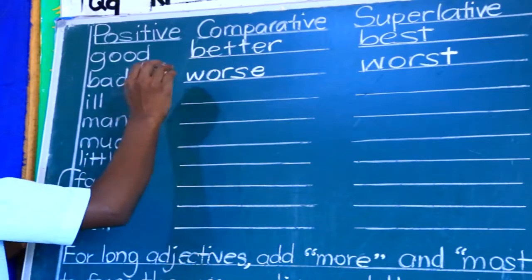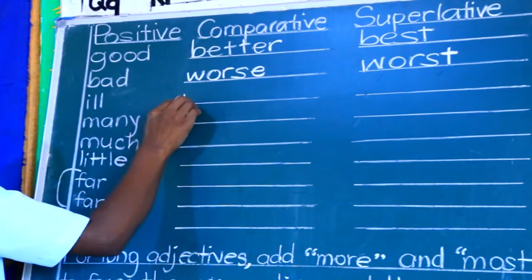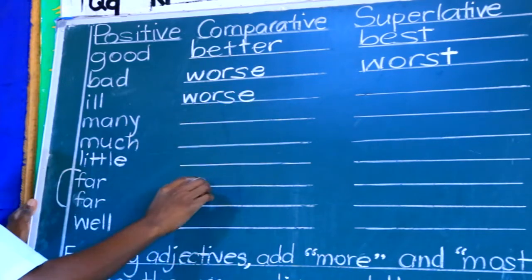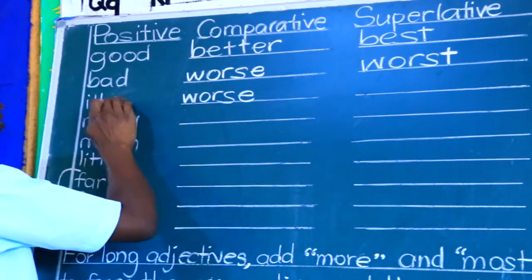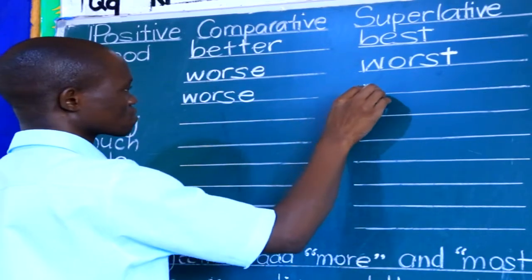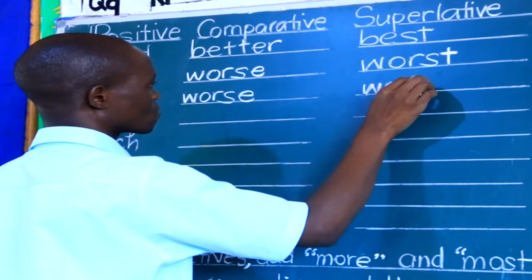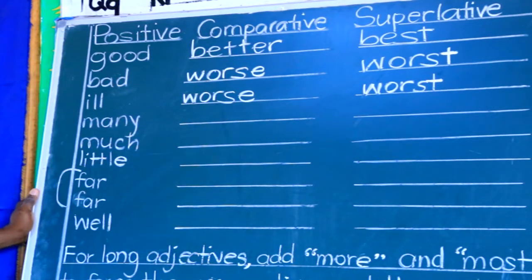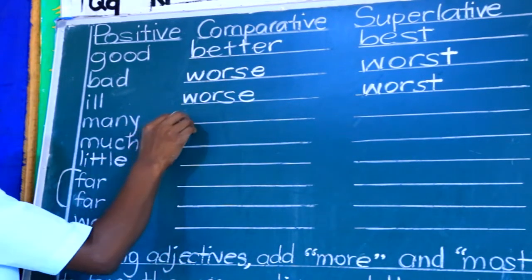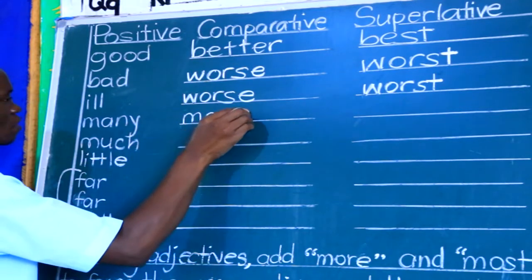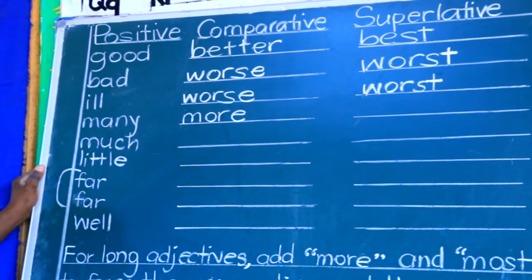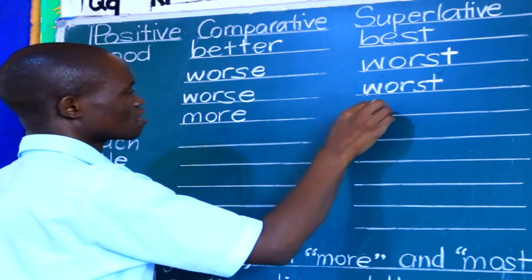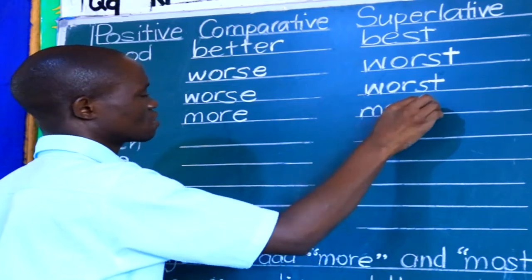Ill borrowed the comparative of bad, and that is worse. They share the same word. Ill, worse, worst. W-O-R-S-T. Worst. We have many, which changes to M-O-R-E, and that's more, its comparative. The superlative of many is M-O-S-T. Most.